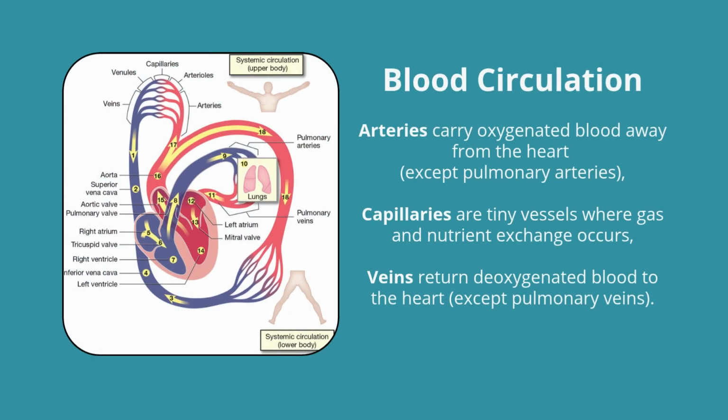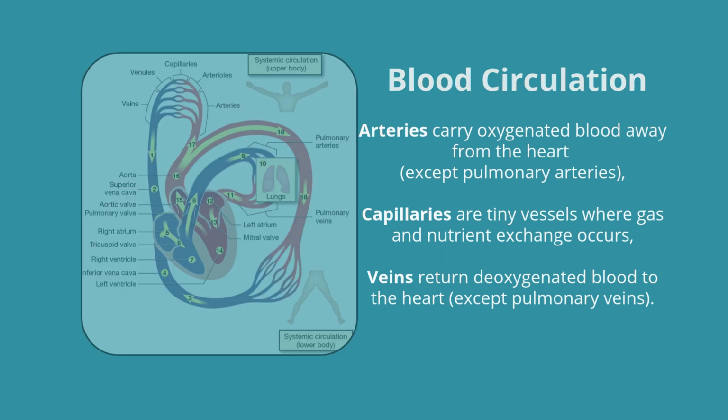From the heart, blood moves through the blood vessels. You have the arteries that carry the oxygenated blood away from the heart, capillaries that are those tiny vessels where gas and nutrient exchange occurs, and veins that return the deoxygenated blood to the heart.